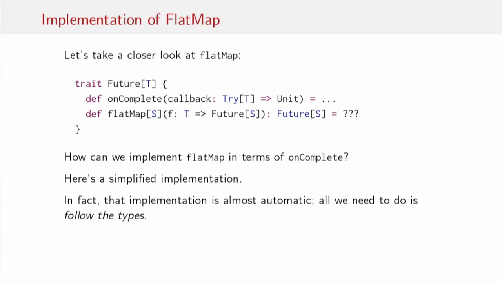What I want to do is take a closer look at flatMap and how it could be implemented in terms of onComplete. Now, in actual fact, the actual implementation of flatMap in the futures library is a little bit involved. It uses execution contexts, which we have omitted so far, and it has to do some thread scheduling. So what we are looking at here is something simpler, a simplified but complete implementation of flatMap. And what's nice about it is that the implementation is in fact almost automatic. All we need to do is follow the types.